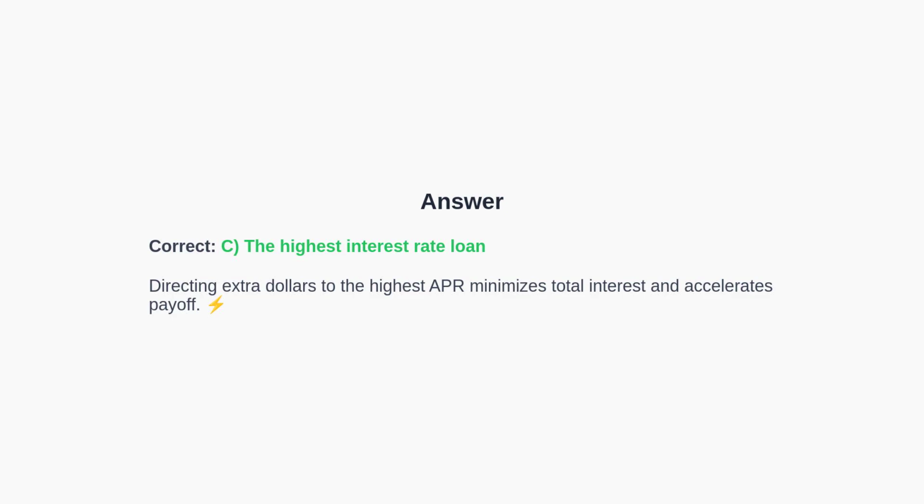The correct answer is C. You direct extra dollars to the loan with the highest interest rate. This reduces total interest paid and accelerates your overall payoff timeline.